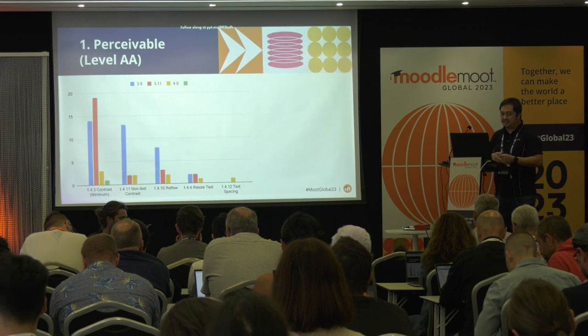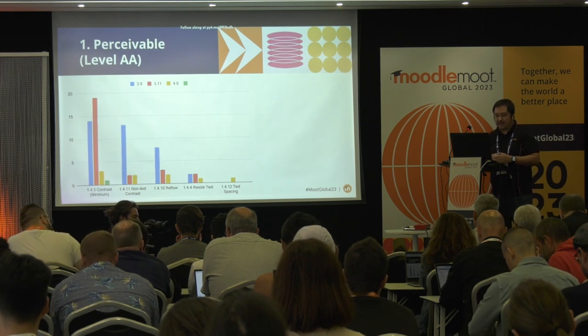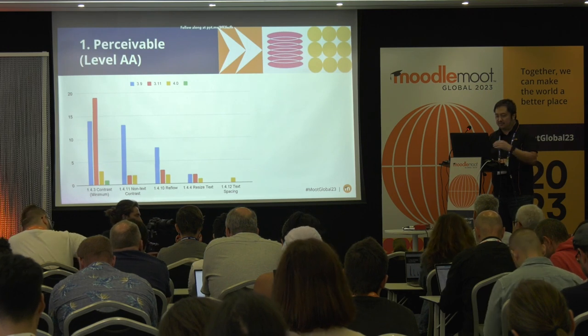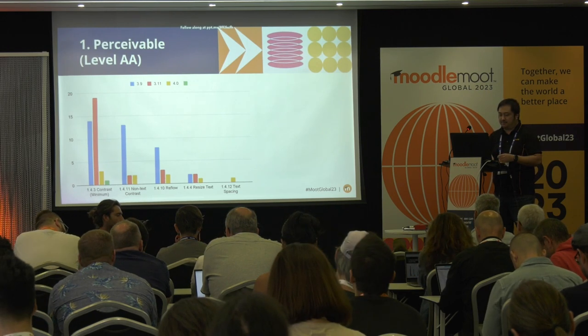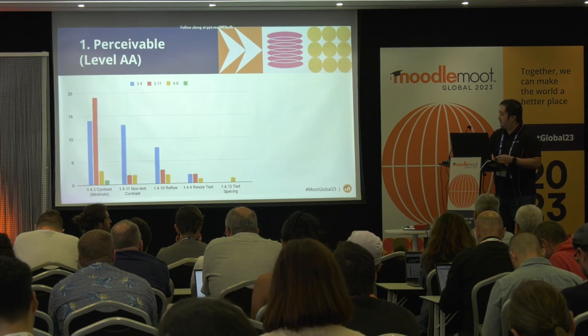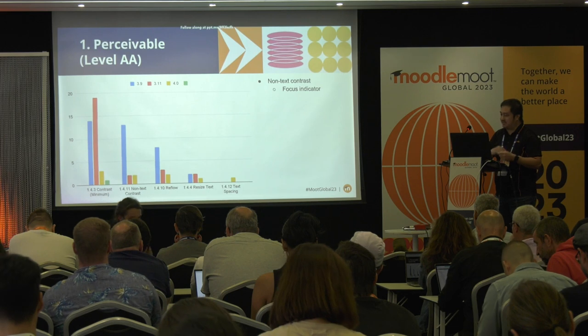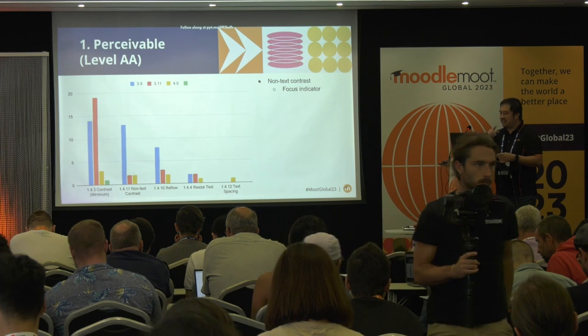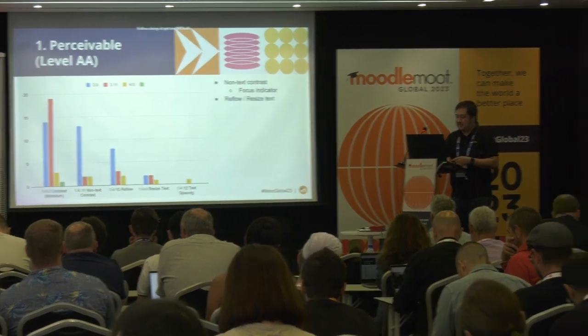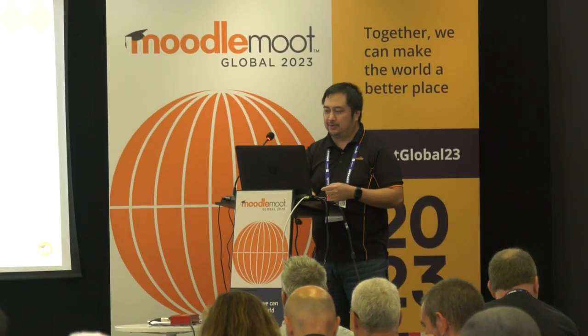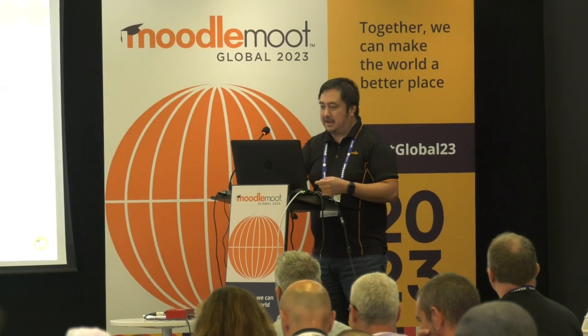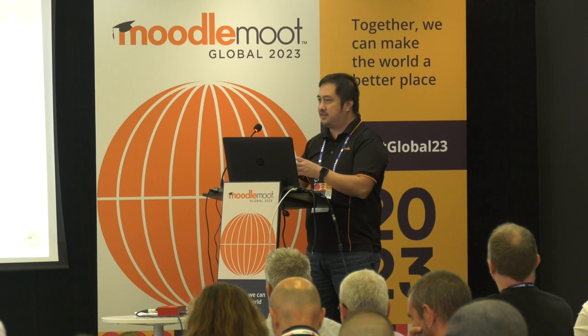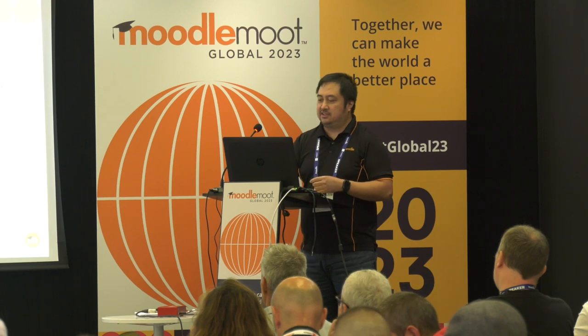Cool. And in terms of perceivable level AA, the main issues that we encountered are related to color contrast and non-text contrast. Another example is the focus indicator not having enough contrast against the elements that are being focused. We also encountered issues related to reflow and resizing text, especially when the page is zoomed to 200% or 400%, the page doesn't look quite okay. So we had to fix those issues as well.